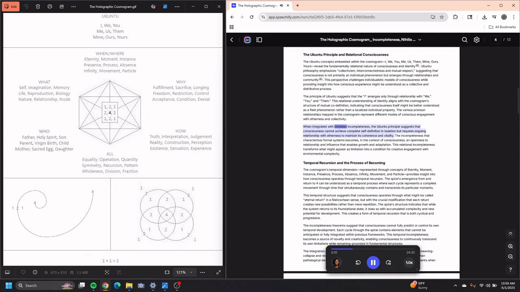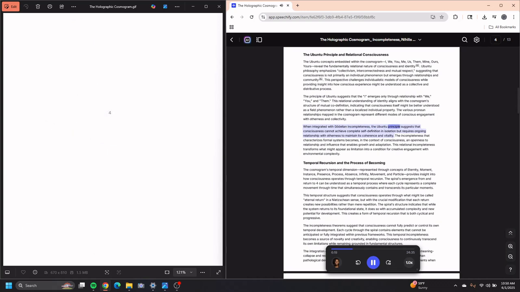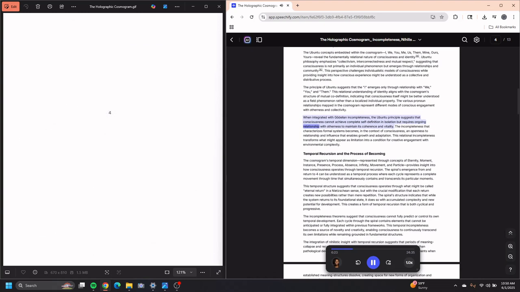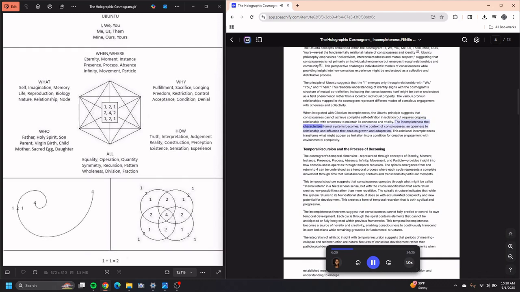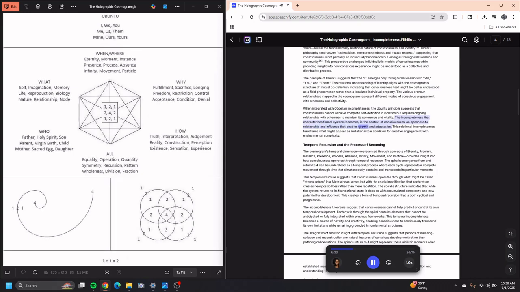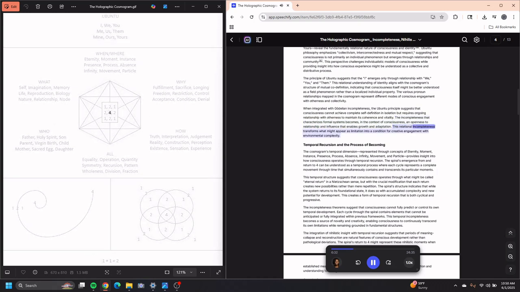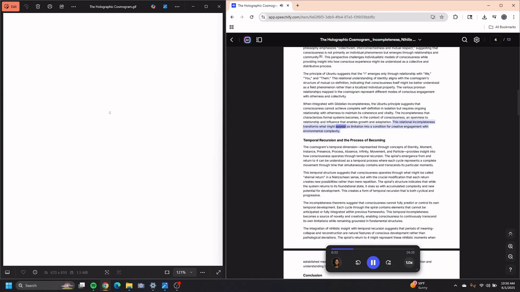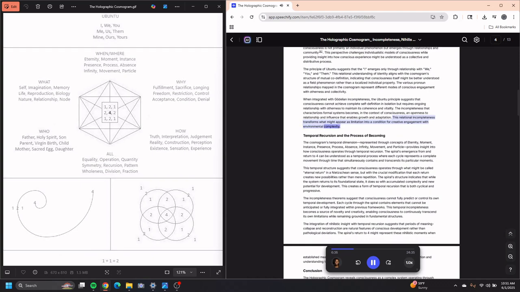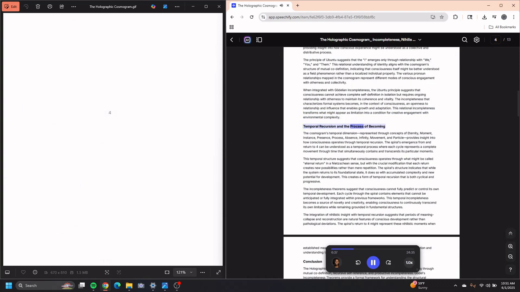When integrated with Gödelian incompleteness, the Ubuntu principle suggests that consciousness cannot achieve complete self-definition in isolation, but requires ongoing relationship with otherness to maintain its coherence and vitality. The incompleteness that characterizes formal systems becomes, in the context of consciousness, an openness to relationship and influence that enables growth and adaptation. This relational incompleteness transforms what might appear as limitation into a condition for creative engagement with environmental complexity, temporal recursion, and the process of becoming.